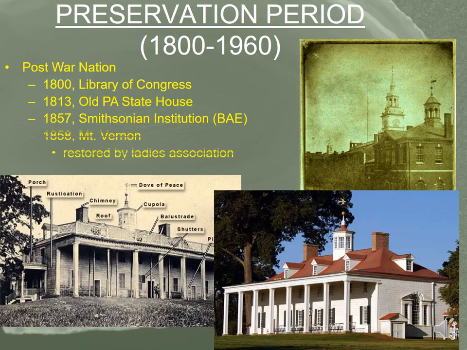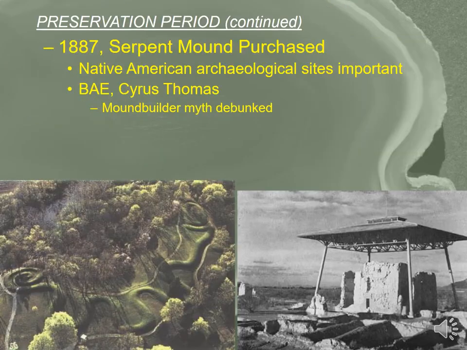In 1858, George Washington's house in Virginia, Mount Vernon, was restored by a private organization, a ladies' association in that region, and that was the first instance of a private entity stepping forward to fund and preserve an important historic place in the United States. Obviously today we have lots of private organizations that step forward and preserve historic buildings, so private entities have become an important part of historic preservation in the United States as well.